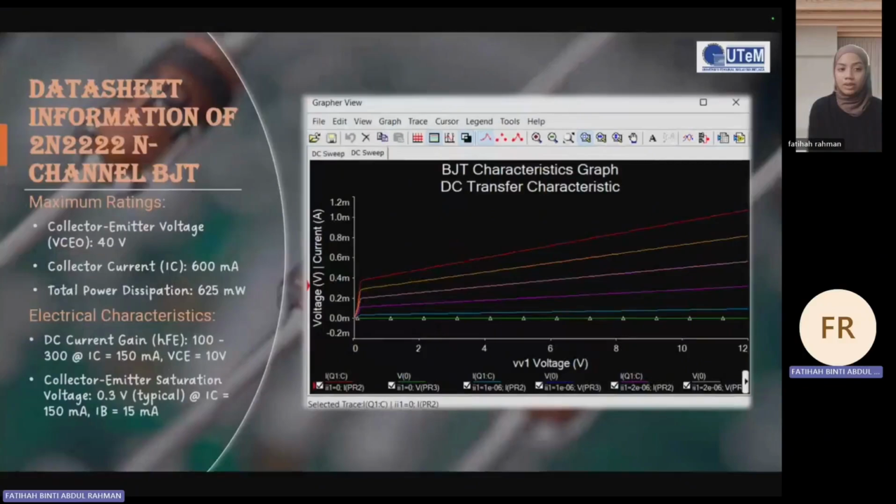Collector emitter voltage is 40 volts. Collector current is 600 milliamperes. Total power dissipation is 625 milliwatts. And the DC current gain ranges from 100 to 300. Meanwhile, the saturation voltage is 0.37 volts at 150 milliamperes collector current. These specifications show the 2N2222 can handle moderate power levels and is reliable for various basic applications.